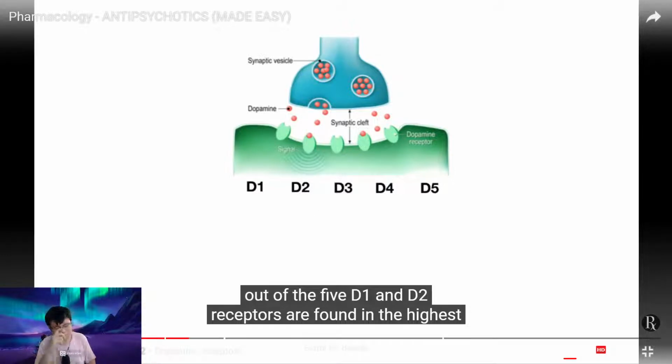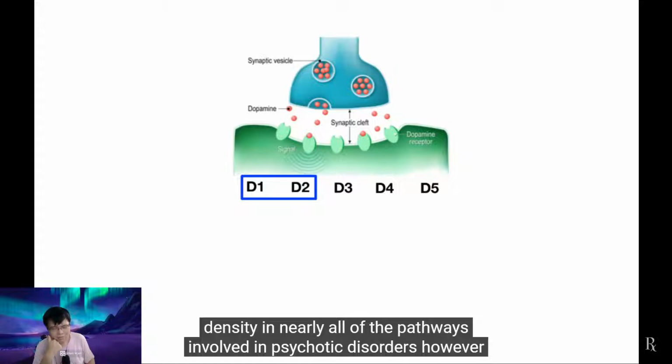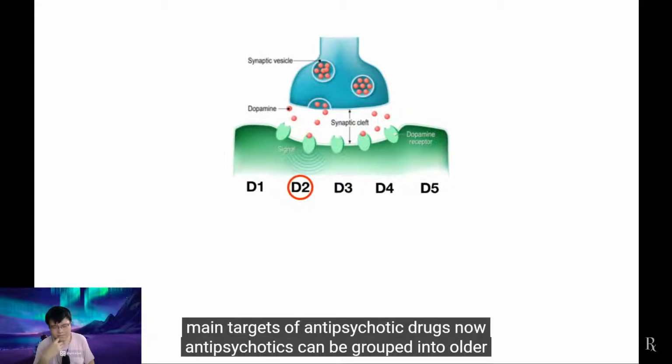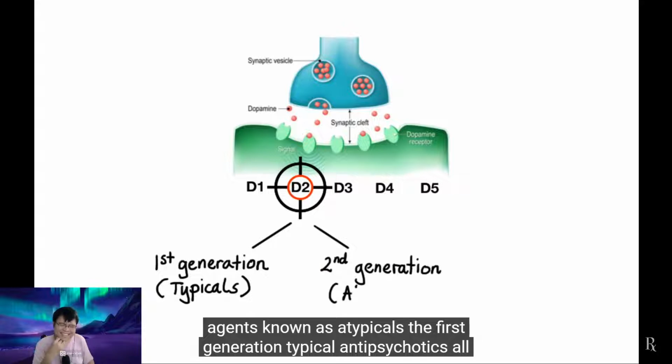Out of the 5, D1 and D2 receptors are found in the highest density in nearly all of the pathways involved in psychotic disorders. However, D2 receptors are the most clinically relevant, because they're the main targets of antipsychotic drugs. Now, antipsychotics can be grouped into older, first-generation agents known as typicals, and the newer second-generation agents known as atypicals.